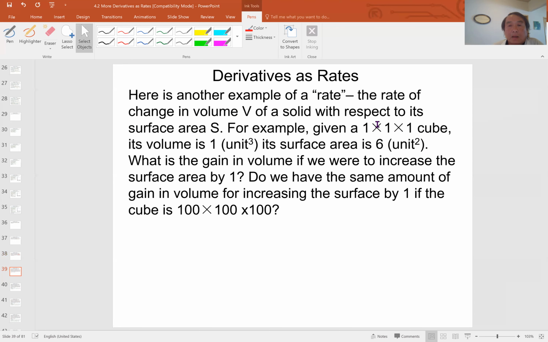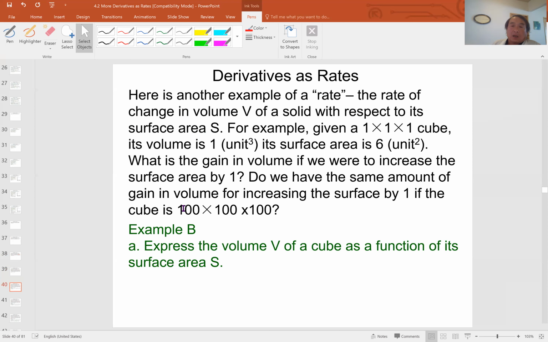And then the question says, suppose the cube is very, very big. It's 100 by 100 by 100. Again, we blow up by 1 more unit of surface. How much does the volume change? So what we want is the ratio of the volume change. Suppose I change the surface. So I want the formula of the volume in terms of surface.